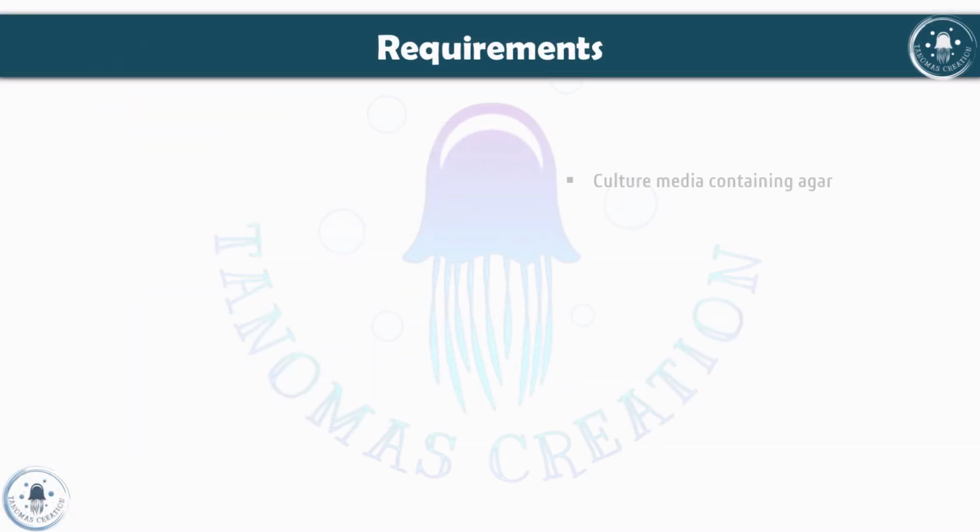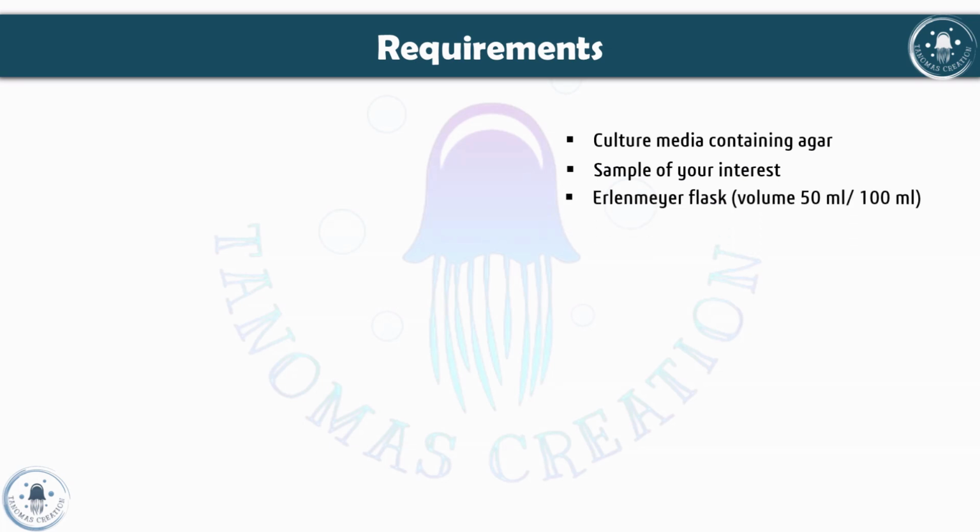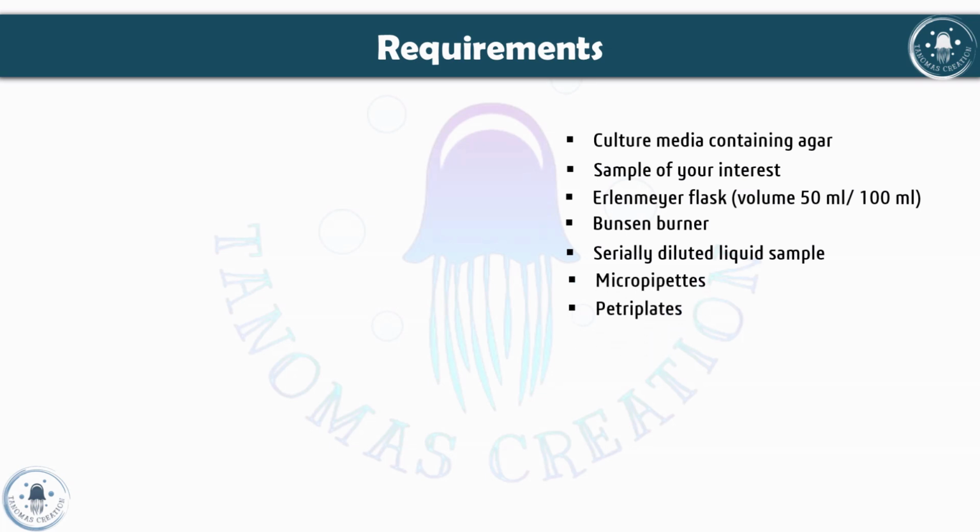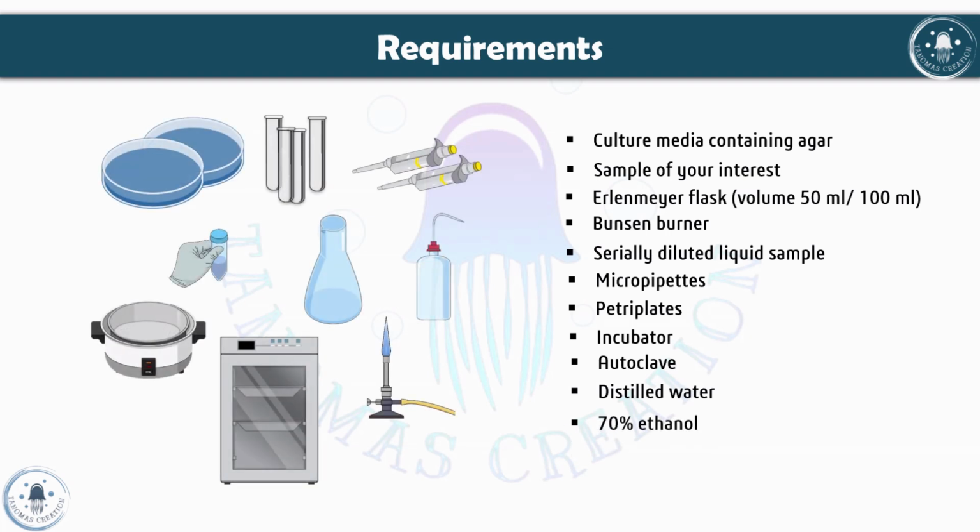Coming to the requirements, what do we need? First we need a culture medium containing agar, and the sample of your interest. You prefer the liquid sample; if you have a solid sample, you need to make your suspension. Then you need a flask for making the media, and a Bunsen burner for heat sterilization. You need the serially diluted liquid sample, so you need to do the serial dilution of your sample. You need a micropipette, Petri plates, incubator, autoclave, distilled water and 70% ethanol. These are the requirements for this procedure.